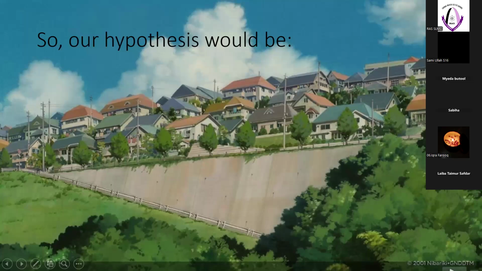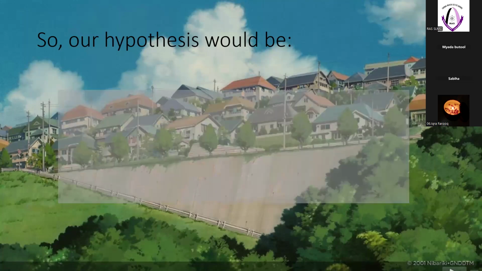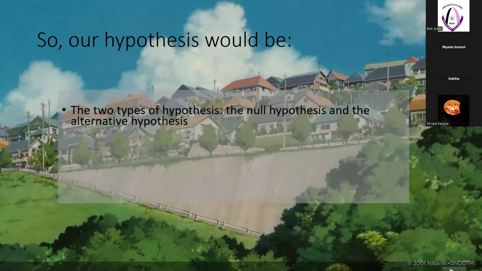So next up is our hypothesis. After we have done the literature review, we are going to synthesize a hypothesis. A hypothesis simply is a statement which proposes a relationship between two variables. And a hypothesis is something the researcher is trying to prove. So let's see the definition. Yeah, there are two types of hypotheses, the null hypothesis and the alternative hypothesis.